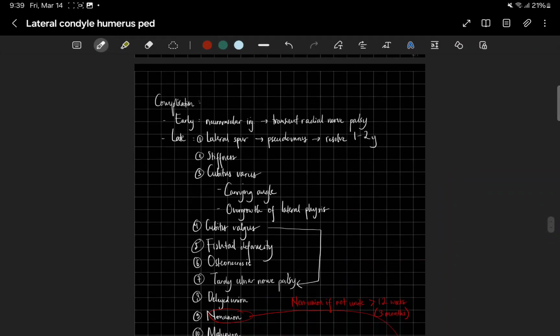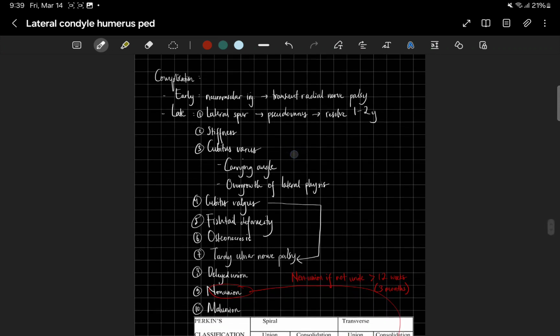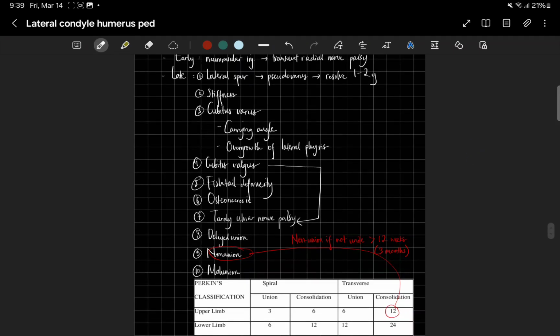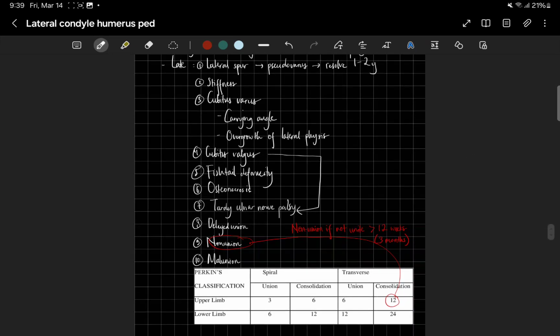For the complications, they are divided into early and late. The early complication is usually just a transient radial nerve palsy. Meanwhile, the late ones are divided into some conditions, as stated in Rockwood. One of the most well-known is tardy ulnar nerve palsy, which is usually because of cubitus valgus. Other than that, you can see it here. You can read it by yourself.